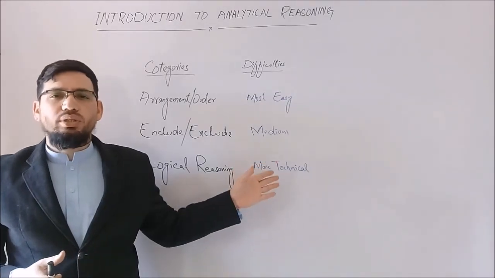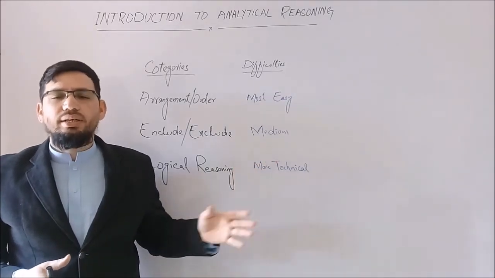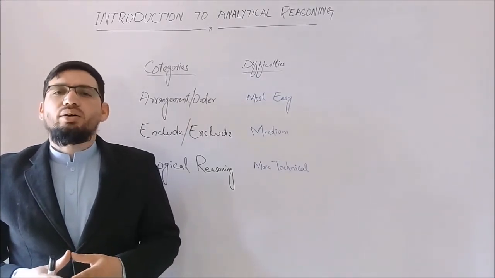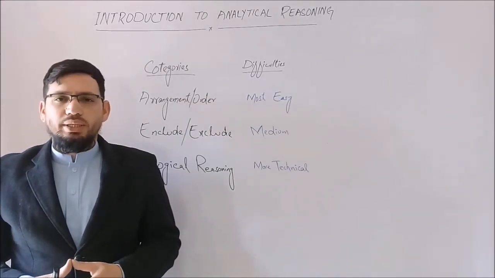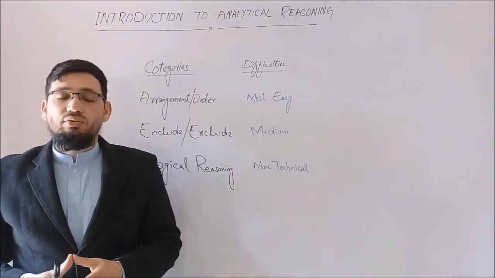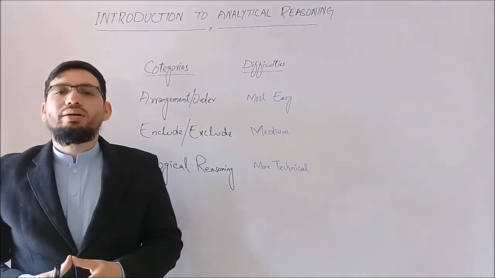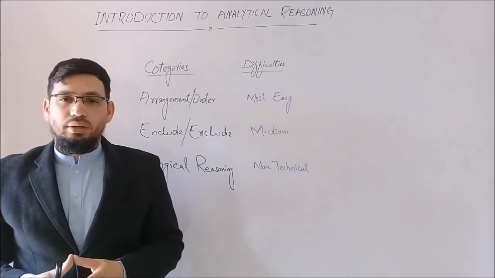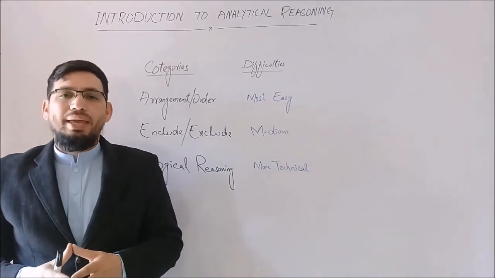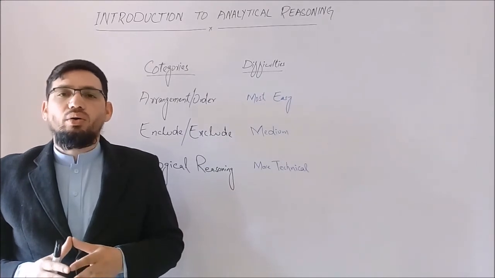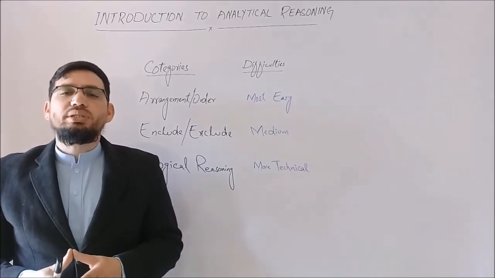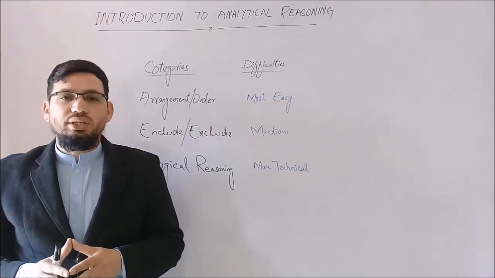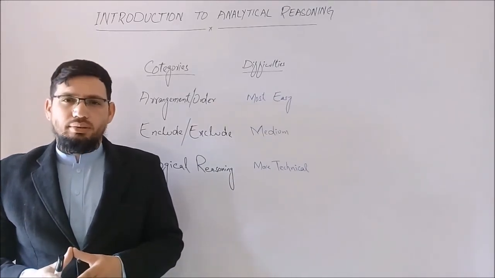Let's move to the third and last category, which is logical reasoning. In logical reasoning, normally we are given an argument in which a conclusion is derived from the premises, or a claim is made on the basis of some given information. And we have to strengthen or weaken it as per the given options. Or sometimes we have to derive the conclusion from those premises.